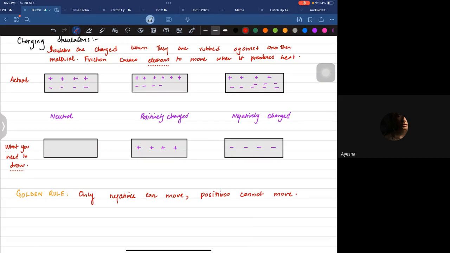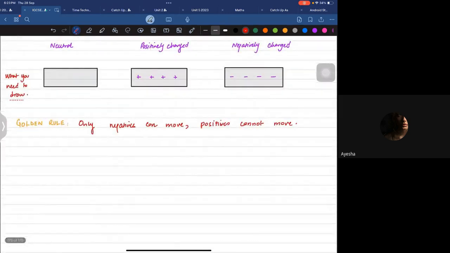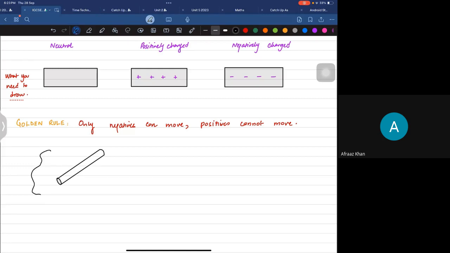For example, suppose there is a perspex rod. Sir, by negatives, do you mean electrons and by positives protons? Yes, that's what I mean. Suppose there is a woolen cloth and there is a perspex rod. Perspex is plastic, by the way.